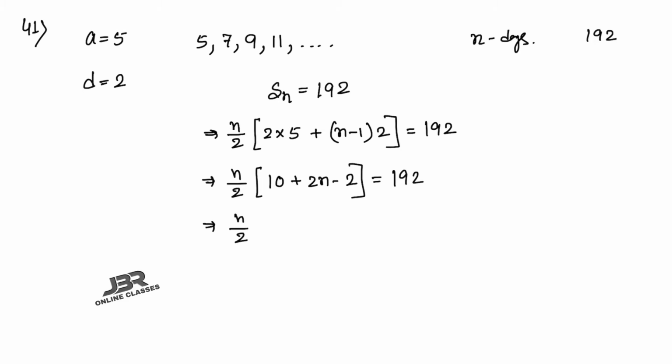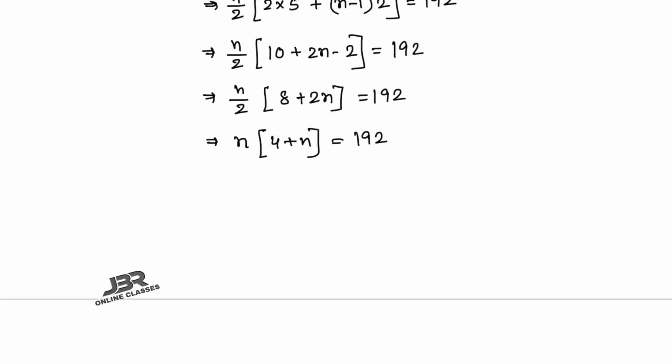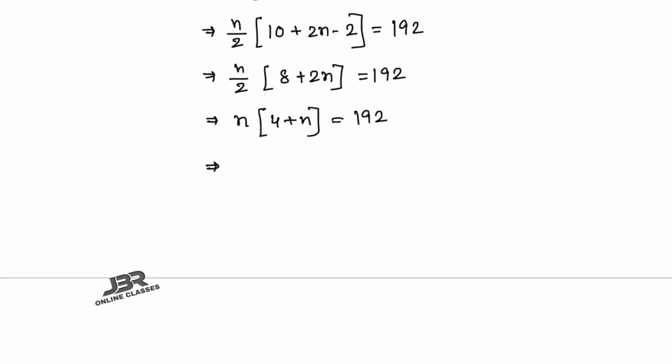So n by 2, here it's, sorry, 10 minus 2, it's 8. 8 plus 2n, that equals 192. So here n divided by 2, so it's 4 plus n, that equals 192. Okay, so now multiply with this one: n square plus 4n minus 192. Now you have to factorize this equation.